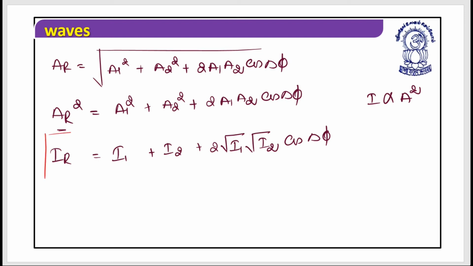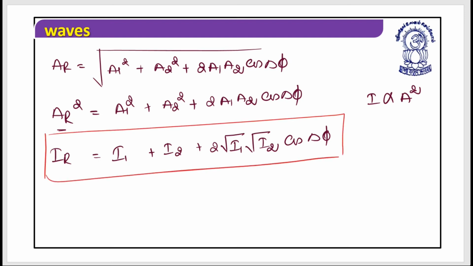Please note this. This is the relation for the resulting intensity, which equals I1 plus I2 plus 2 under root of I1 into under root of I2 into cos delta phi. I hope this is clear.